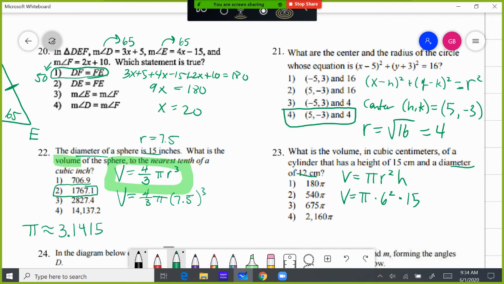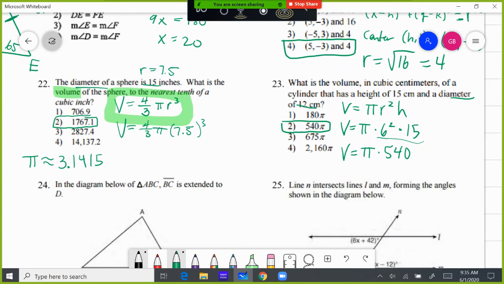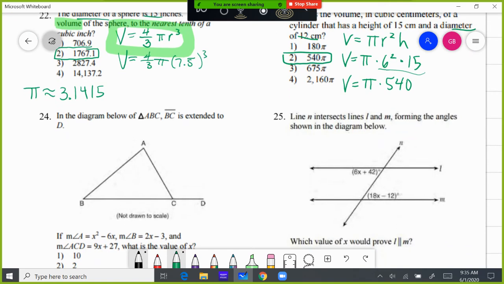Okay, looking at the answer choices, they do not multiply the pi because they just want the nice clean answer. So you only have to multiply 6 squared times 15. So 6 squared is 36, times 15, which is 540. So that's going to be option 2. Sometimes they like to leave pi just to be a nice clean number. Okay. All right, last two.